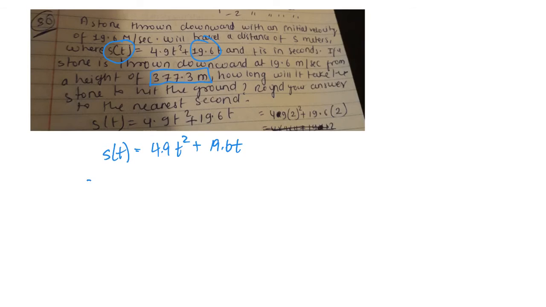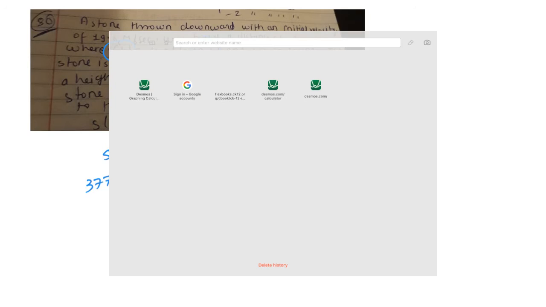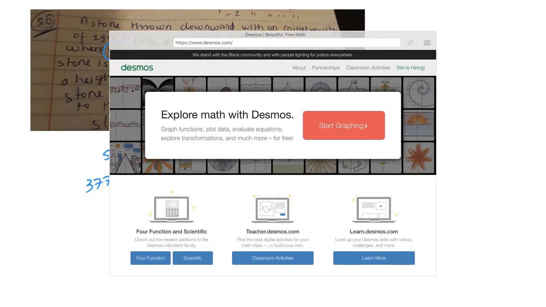Okay, so 377.3 is equal to 4.9t squared plus 19.6t. Let's subtract that from each side: 4.9t squared plus 19.6t minus 377.3. You have fun factoring that. Maybe though, why don't we try and divide everybody by 4.9? Let's see if that'll actually work.